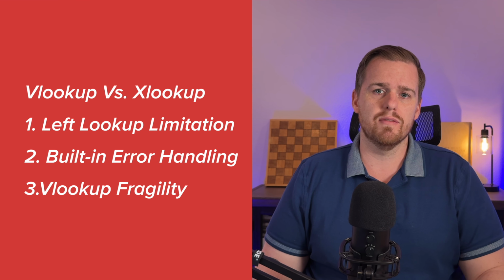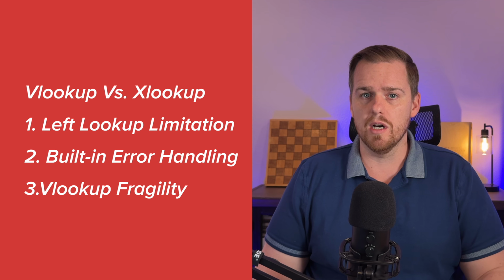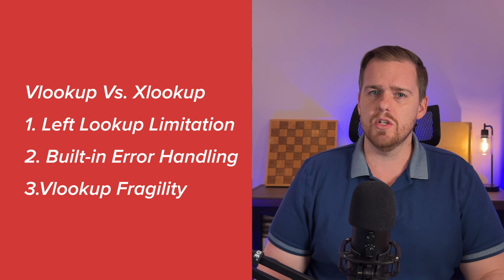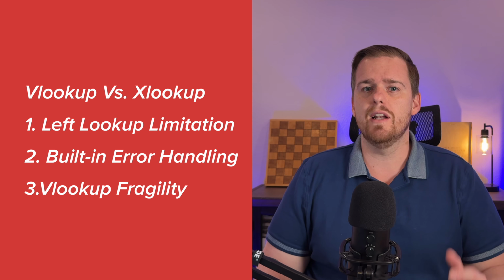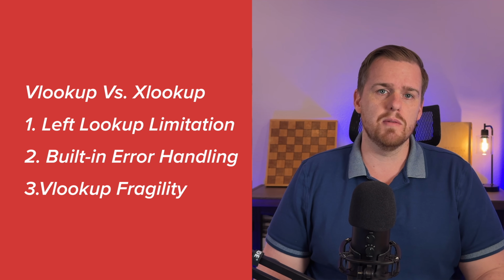I work in corporate finance where one broken link can ruin an entire financial model. I switched to XLOOKUP because I couldn't afford to make those mistakes. Today, we're doing a direct face-off. We're gonna cover the three major flaws of VLOOKUP, specifically the left lookup limitation and the column shift error, and show you exactly how XLOOKUP solves them automatically.